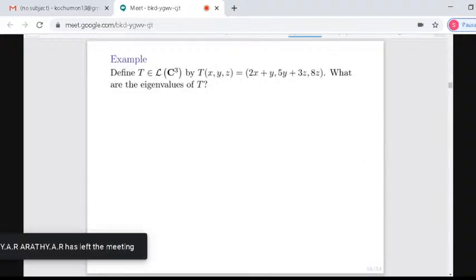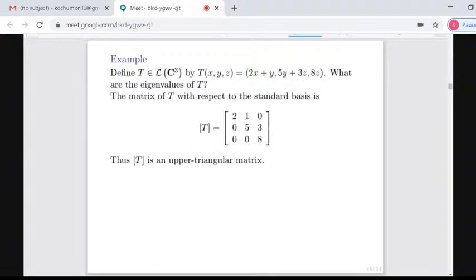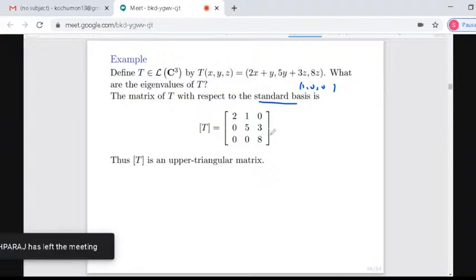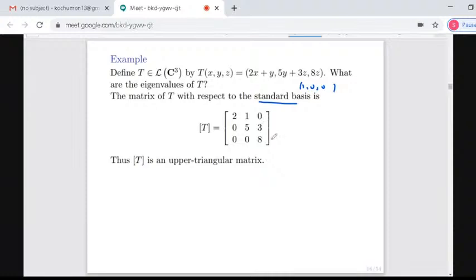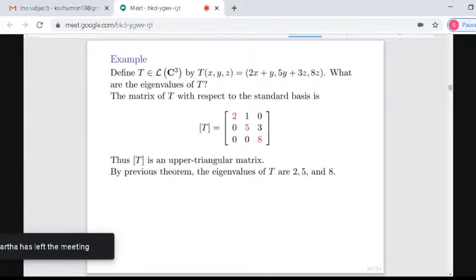Now let us look at an example. Consider C3 and consider this map on C3. What are the eigenvalues of T? Let us write the matrix of T in the standard basis. The standard basis is 1 0 0, 0 1 0, 0 0 1. If you write the matrix in the standard basis, you get an upper triangular matrix. By this, you can find the eigenvalues: 2, 5, 8. And also you can see that it is an invertible operator.